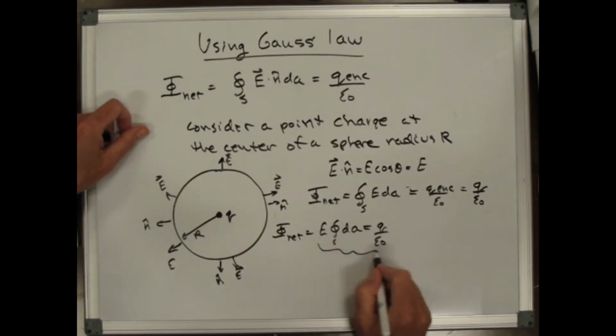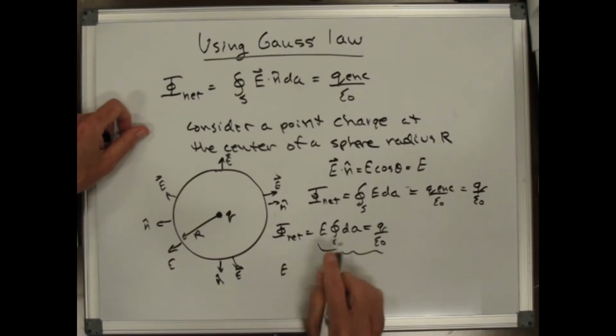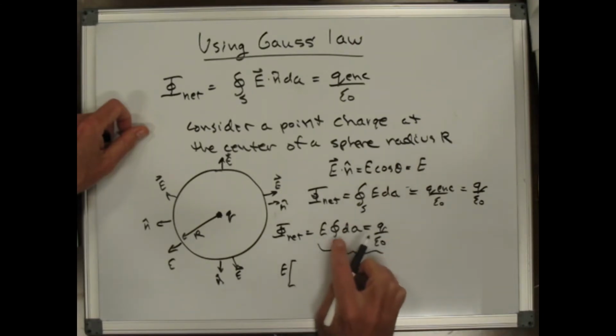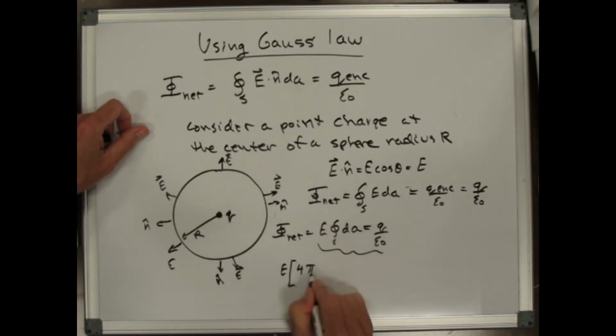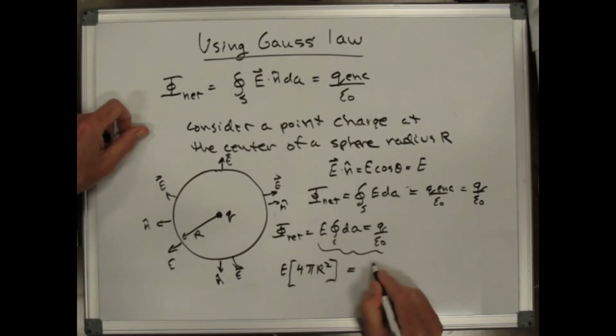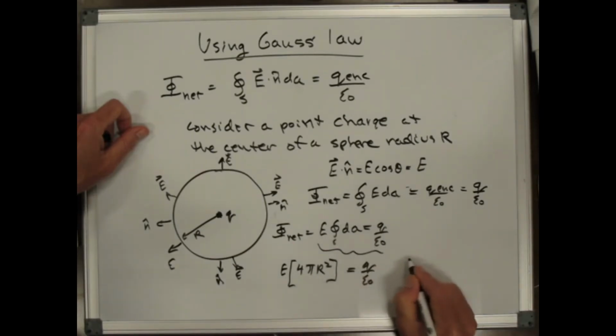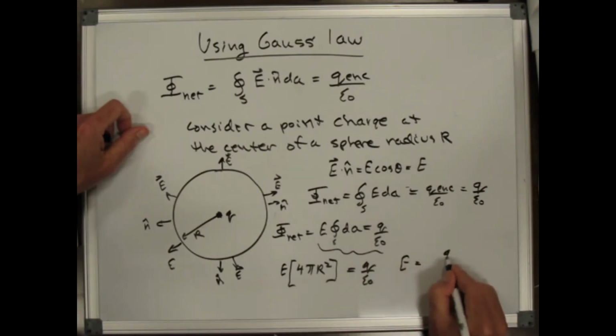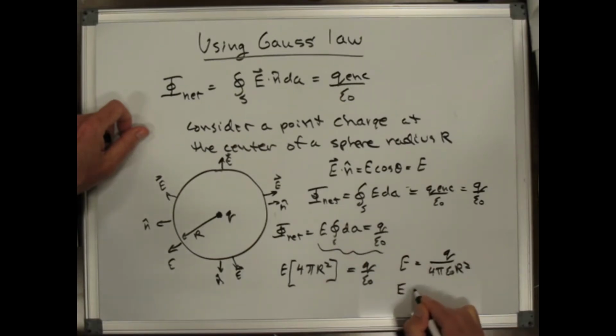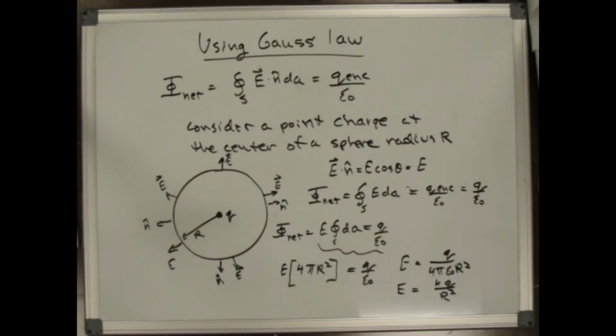And so now if I just look at this part of the equation, I can use this to determine the electric field. This says that the electric field times the integral over the closed surface of dA is equal to Q over epsilon naught. But the integral over the closed surface of the sphere of dA is just the area of the sphere. It's 4 pi r squared. And so I get that the electric field is equal to Q over 4 pi epsilon naught r squared, or the electric field due to a point charge is kQ over r squared, which we already knew. And so that's the electric field due to a point charge.